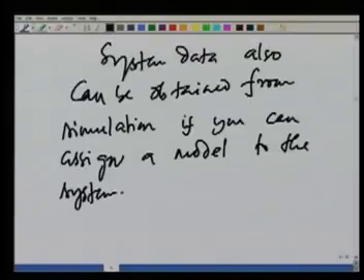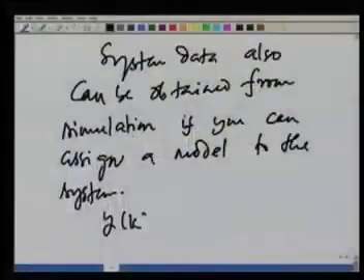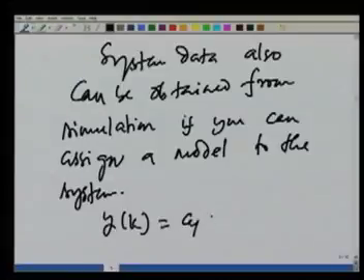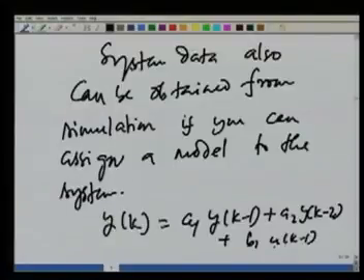This also you can do. So, that is, in computer what I will do, I am given y k equal to a 1 y k minus 1 plus a 2 y k minus 2 plus b 1 u k minus 1. I will generate some random input here u k minus 1, say 0 to 1, and I give this input to this system.